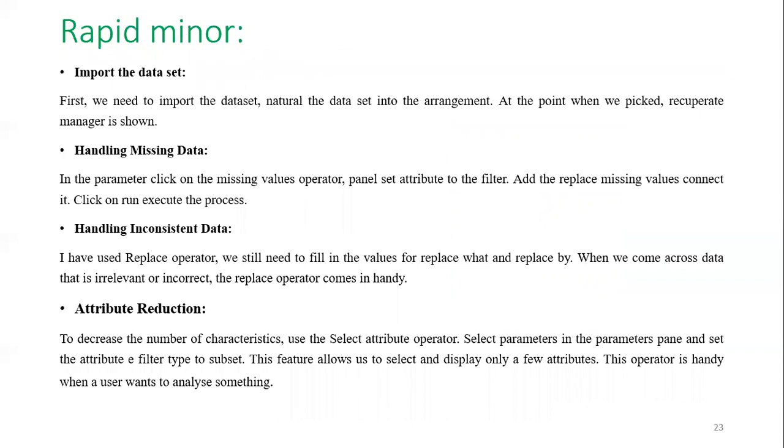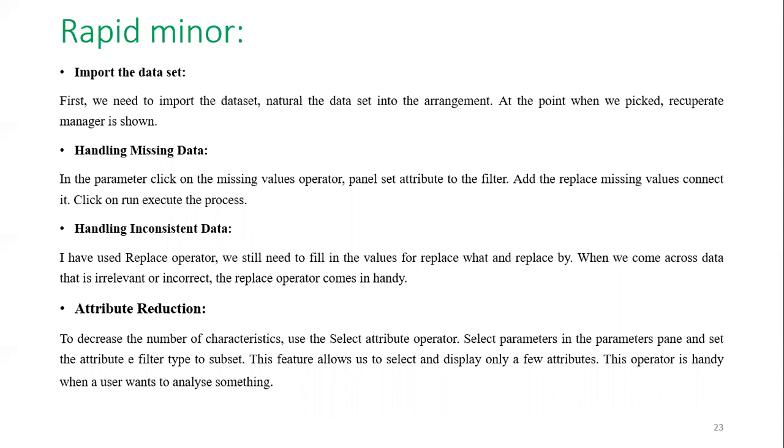So coming to my RapidMiner, here we import the data set. First, we need to import the data set into the RapidMiner repository. So next, coming to the missing data, how to handle the missing data. In the parameters, click on the missing value operators panel, set attribute filter. Add the replace missing values operator, connect it, click on run, and execute the process.